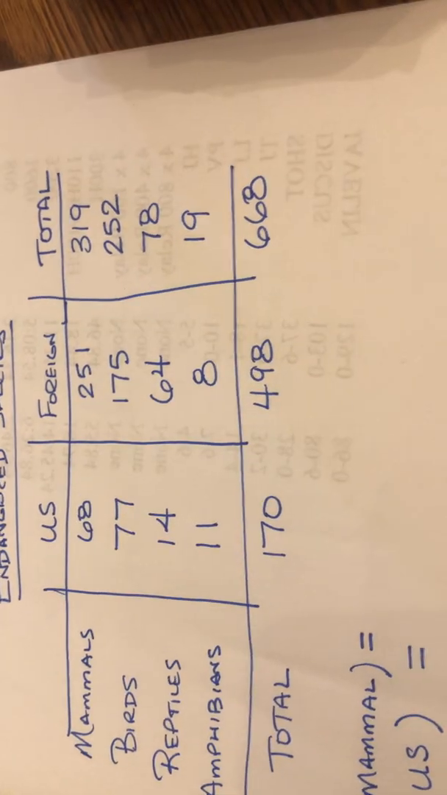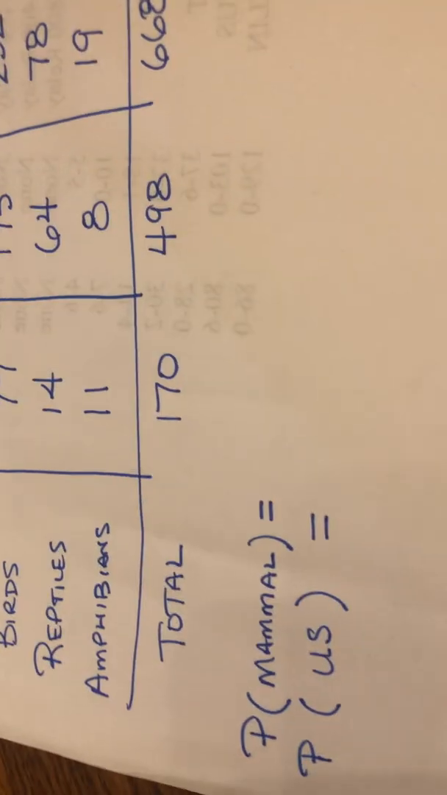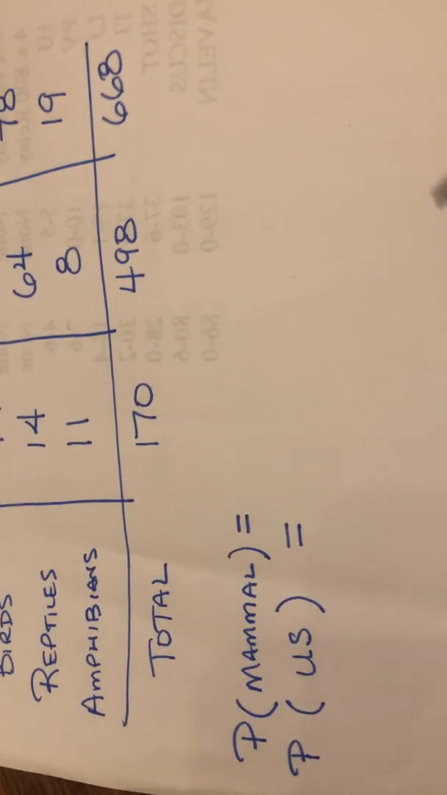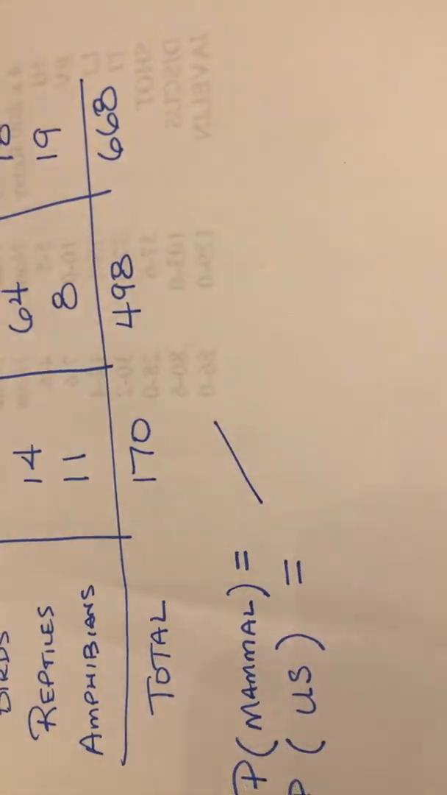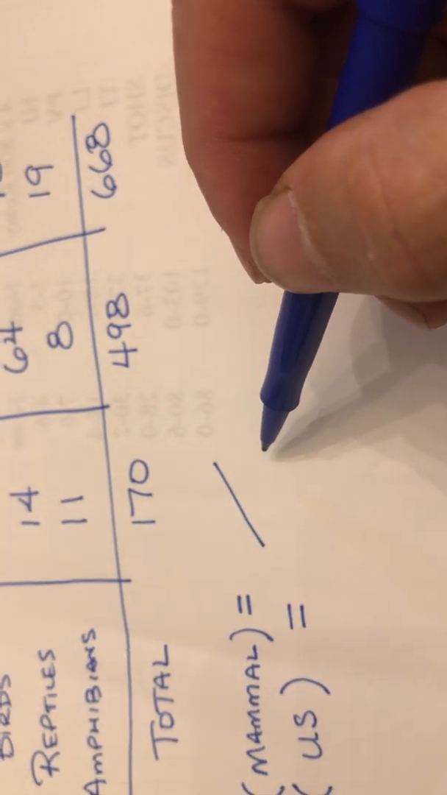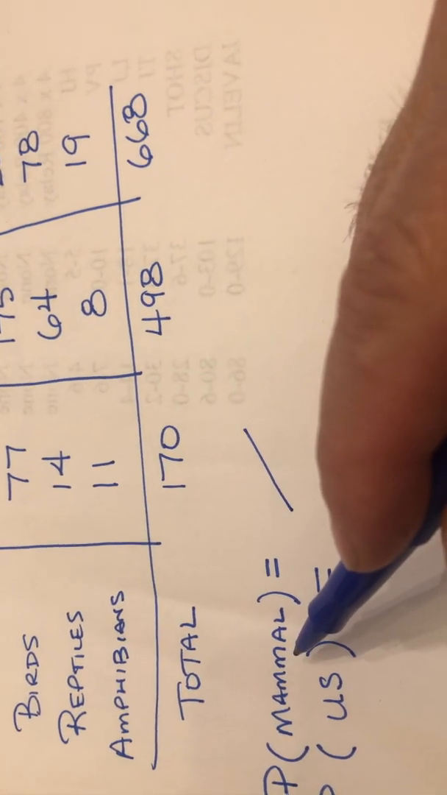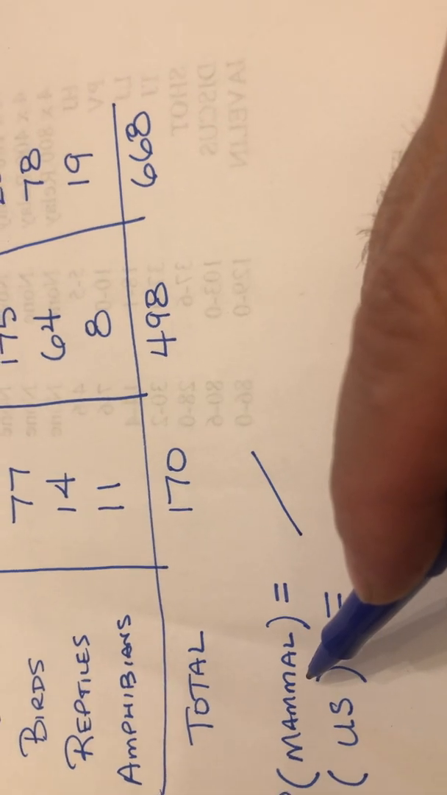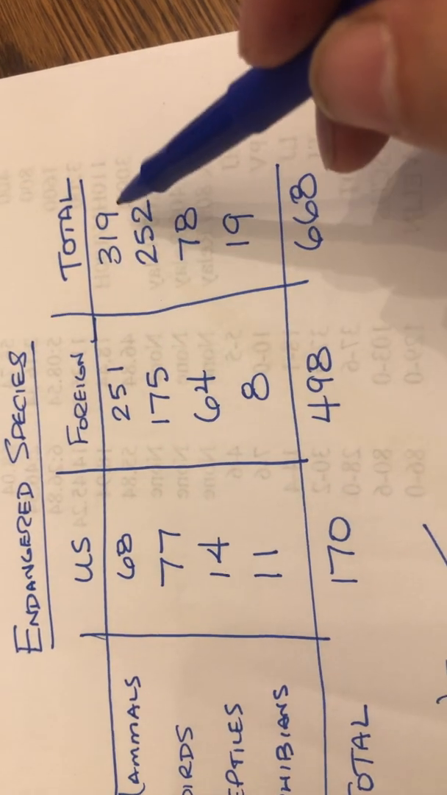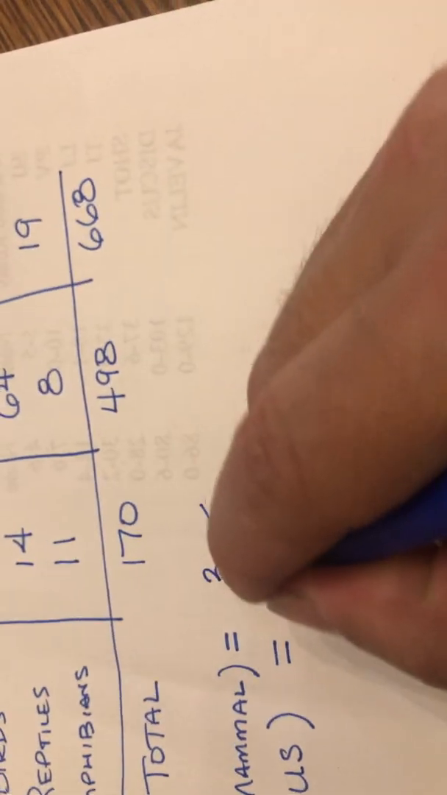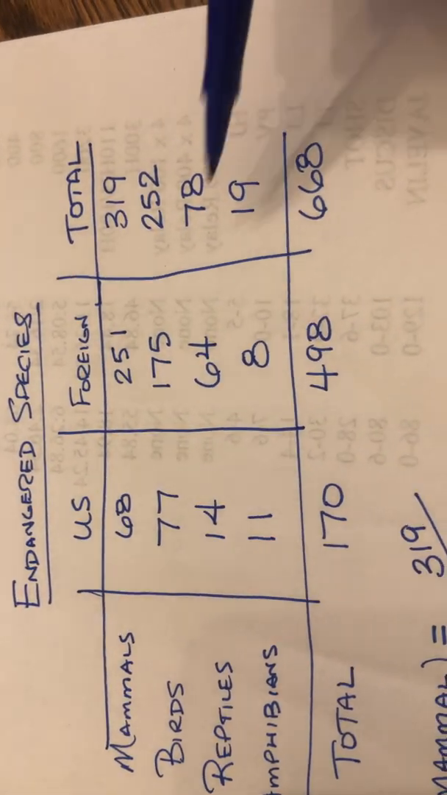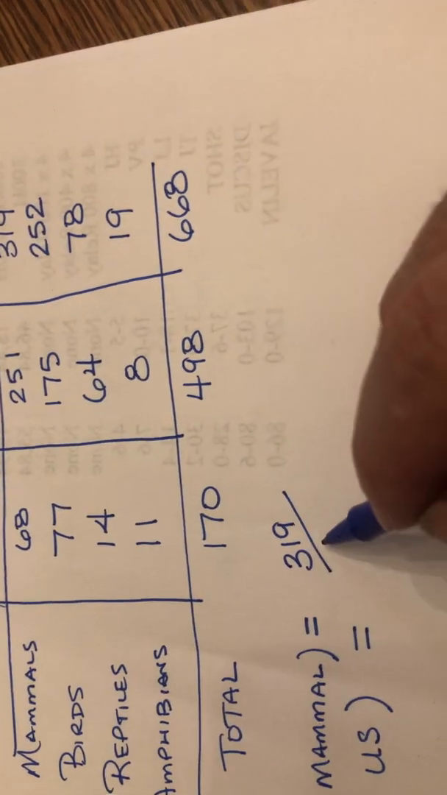And I've got a total here for each of our US and for the foreign as well. So simple probability would ask a question like, what's the probability that the endangered species is a mammal? And we know that probability is always the number of desired outcomes divided by the total number of outcomes. So since I'm looking at mammals, I want to look at the total number of mammals that are endangered. Following this across are 68 in the US, 251 foreign, so 319 total. So our probability would be 319 out of the grand total of endangered species, which in this case is 668.